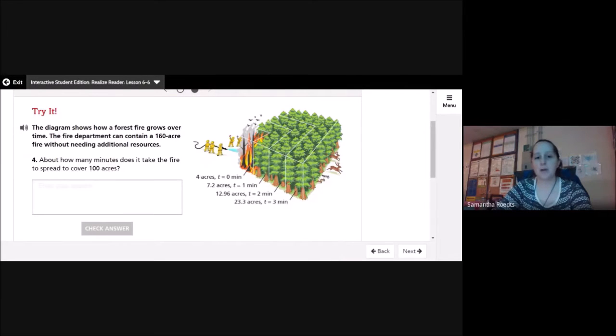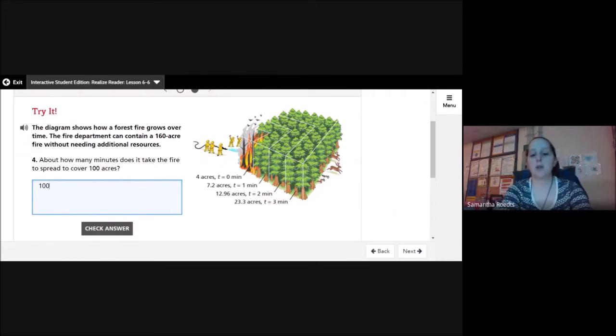So the diagram shows how a forest fire grows over time. The fire department can contain a 160-acre fire without needing additional resources. About how many minutes does it take the fire to spread to cover 100 acres? Okay, so this is the same exact factors that we were given. I want to know how much time it will take the fire to get to 100 acres.